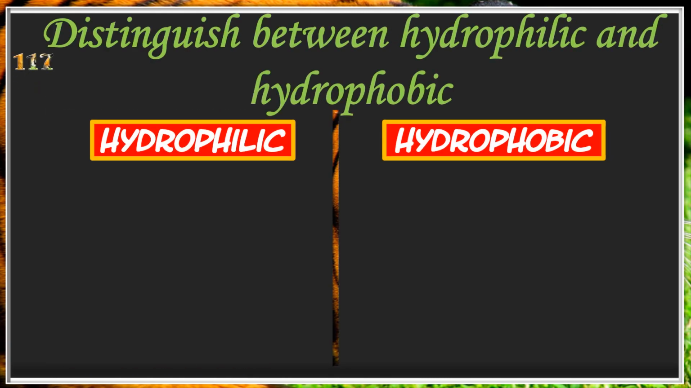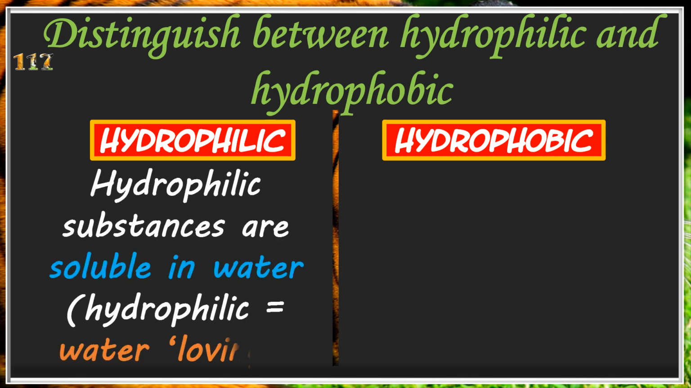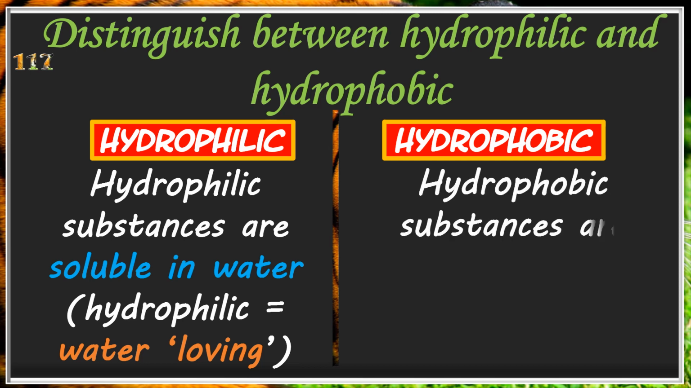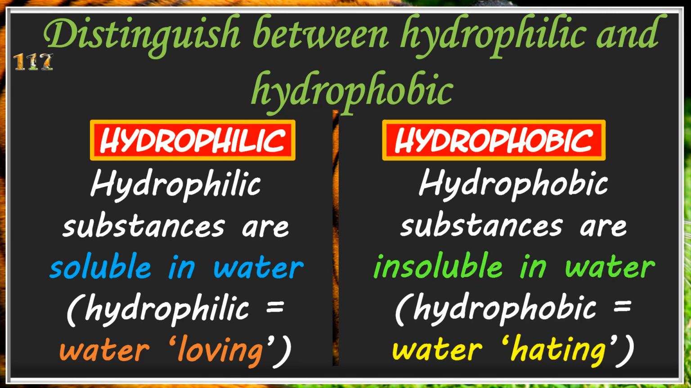Distinguish between hydrophilic and hydrophobic. Hydrophilic substances are soluble in water. That means hydrophilic means water-loving. Hydrophobic substances are insoluble in water, meaning that hydrophobic means water-hating.